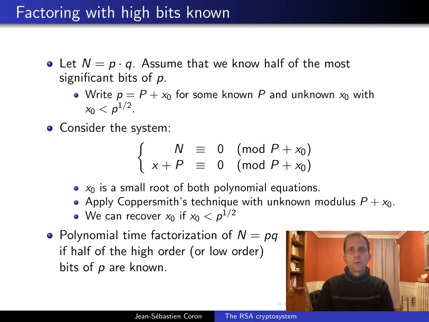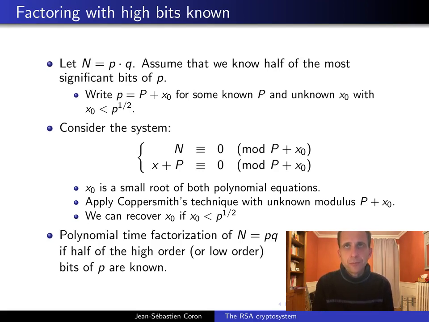So for this, we write p as capital P plus x0, where capital P corresponds to the higher order bits of p, which we know, and x0 corresponds to the low order bits, so we don't know x0 for now. And x0 is less than the square root of p, because we don't know half of the bits of p.